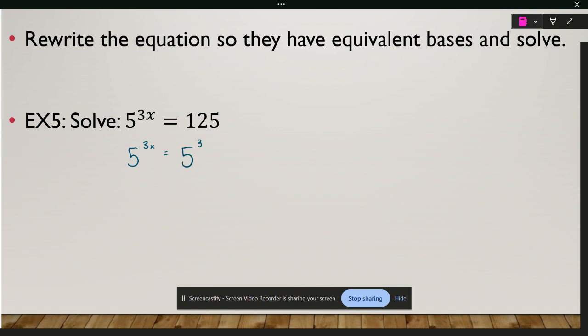So this is what I'm talking about when I say equivalent bases. They now have the base of 5. Because of this, in the laws of exponents, which you'll learn a little later with logarithms, we can cancel out the 5s, and then this will become 3x is equal to 3. So x is equal to 1. Essentially, once you're able to get the same exact base, then you can cancel them out and the exponents become equal to each other.